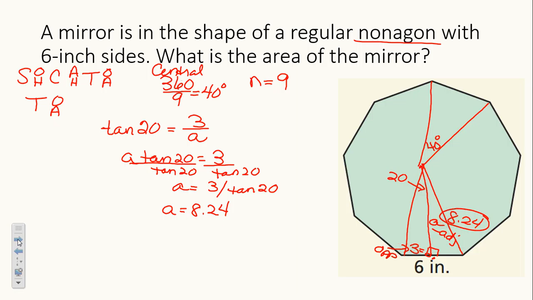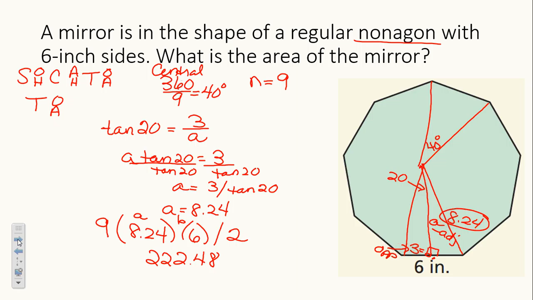So then we need to find the area of the whole nonagon. How many triangles will we have? 9. So we take 9 times the apothem times the base. What's the whole base? And then we're going to divide that by 2. So 9 times 8.24 times 6 divided by 2 is 222.48. And my unit is inches squared.